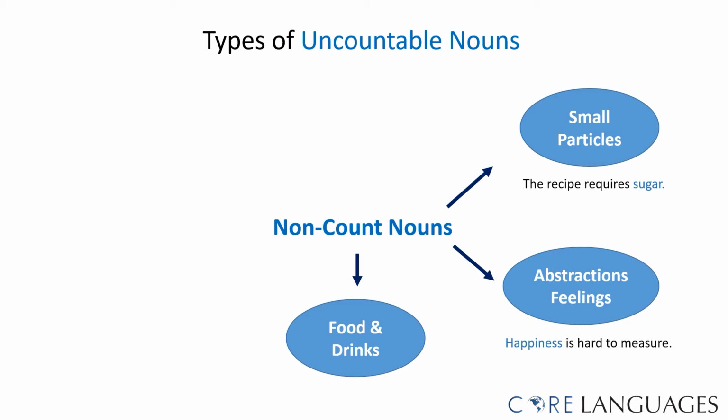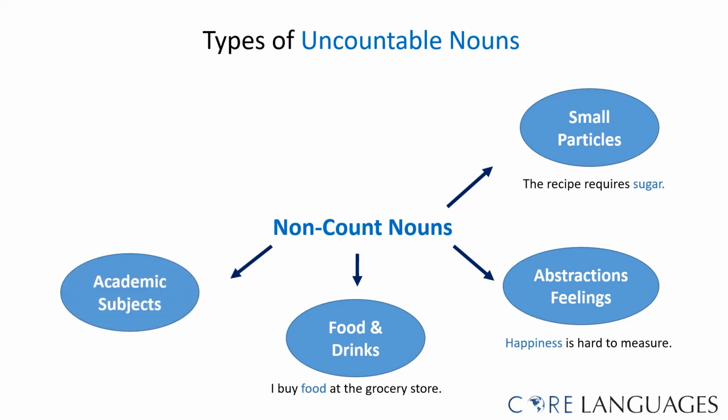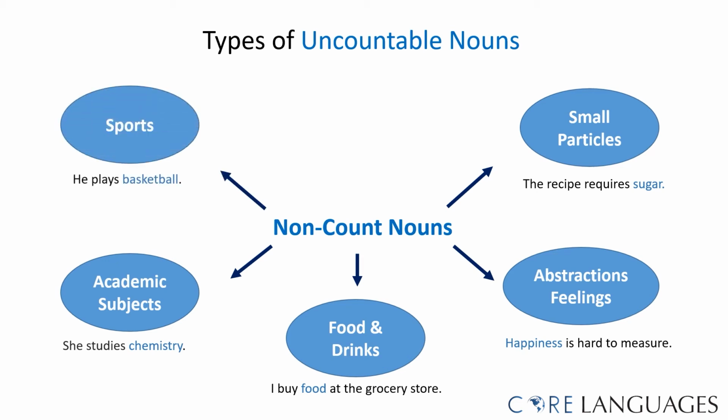We also use uncountable nouns for food and drinks. For example, I buy food at the grocery store. We use uncountable nouns for academic subjects. For example, she studies chemistry or she studies history. We also use uncountable nouns for sports. For example, he plays basketball.